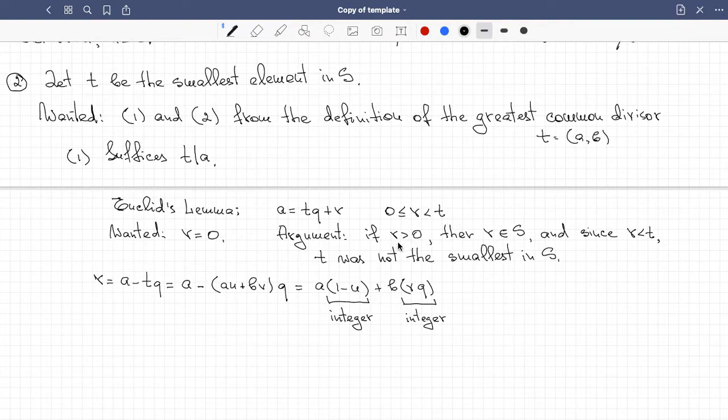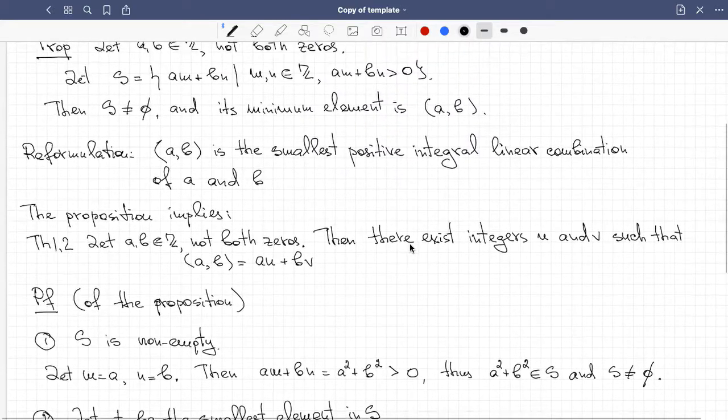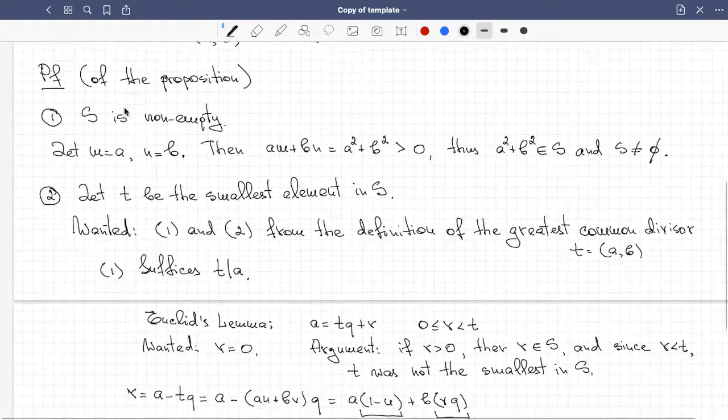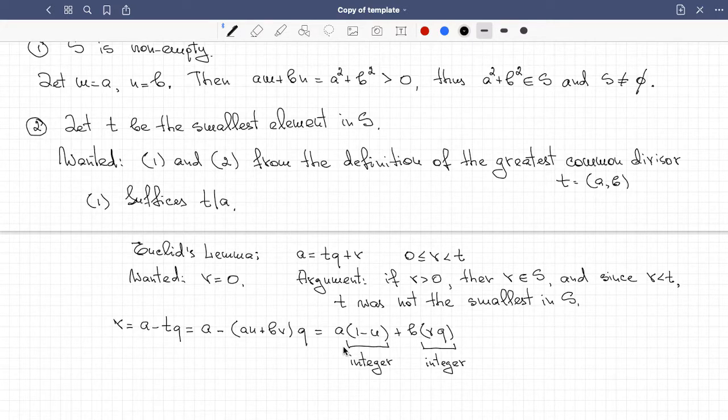And it's assumed to be positive. So every element, again, look here, every element A times integer plus B times integer, which happens to be positive, is in S. Our R, which we can write as A times integer plus B times integer, if positive, is in S. But R is smaller than T, so T was not the smallest in S. This contradiction allows us to conclude that R is 0, which means T divides A.